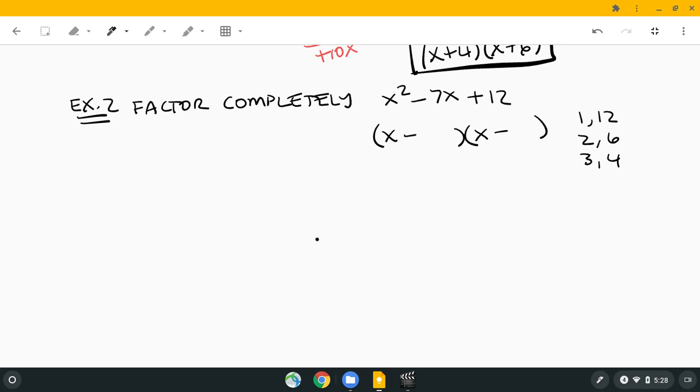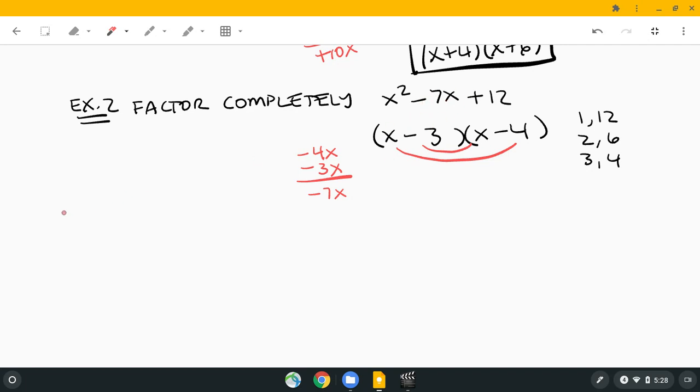Okay, I heard some of you say 3 and 4. Let's check the middle term to see if this is the correct choice out of these 3. We take the outside product, negative 4x, and the inside product, negative 3x, and combine these, which gives us negative 7x, and that is exactly what we want for our middle term.